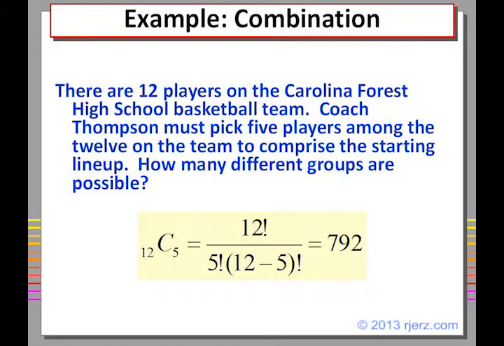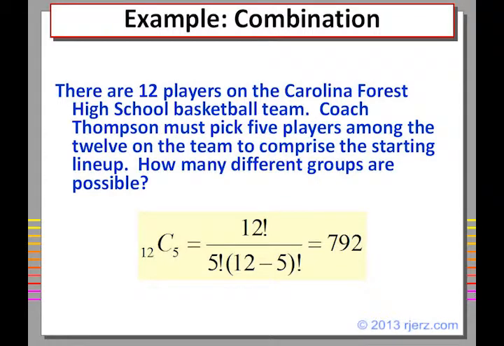There are 12 players on the Carolina Forest High School basketball team. Coach Thompson must pick 5 players among the 12 on the team to comprise the starting lineup. How many different groups are possible? Well, is this a combination or a permutation? When you consider picking the 5 people, it doesn't matter who is first in line, second in line, and so forth. They could even mix up. It doesn't matter. Order is not important. So this is a combination. Using the equation, we calculate 792 different ways of picking 5 players from a group of 12.